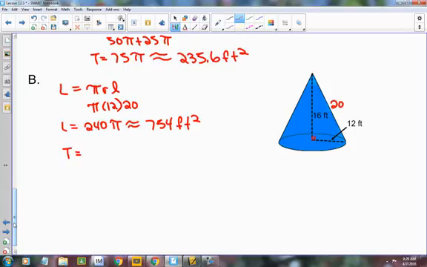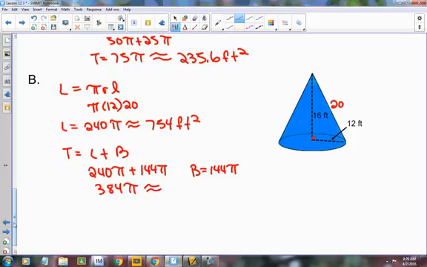All right. Now my total is the lateral plus the area of the base. So my lateral is 240 pi. And then what's the area of my base going to be? 144 pi. So plus 144 pi. That's going to be what? 384 pi, which is 1,206.4 feet squared. Any questions there? No? Okay.